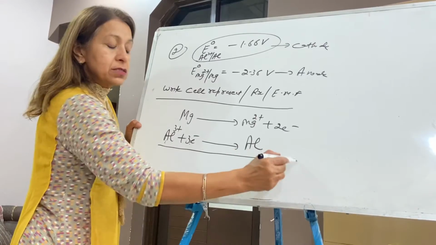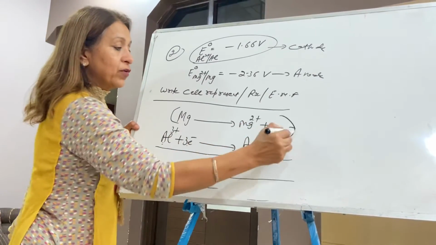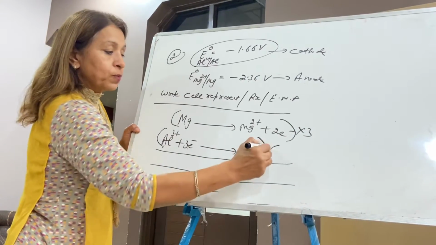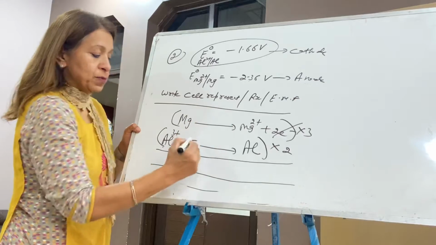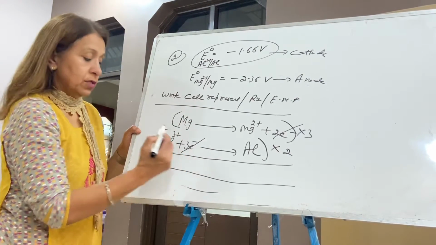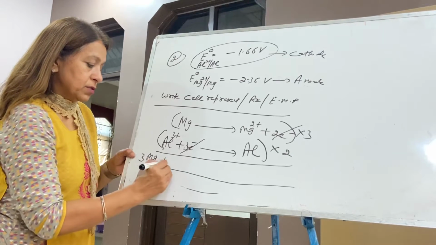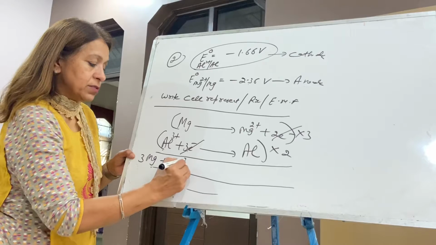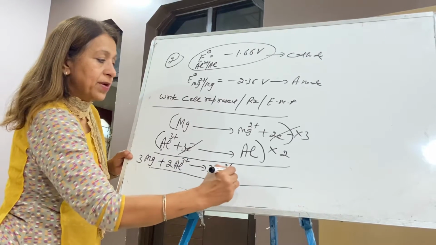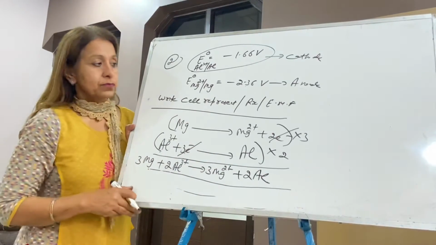Add these two equations. Before addition, multiply this equation by 3 and this by 2, because we want to cancel the electrons. This becomes 6 electrons and this becomes 6 electrons. It's a must to cancel the electrons before addition. Your answer is 3 magnesium plus 2 aluminium 3+ arrow 3 magnesium 2+ plus 2 aluminium. This is your cell reaction.